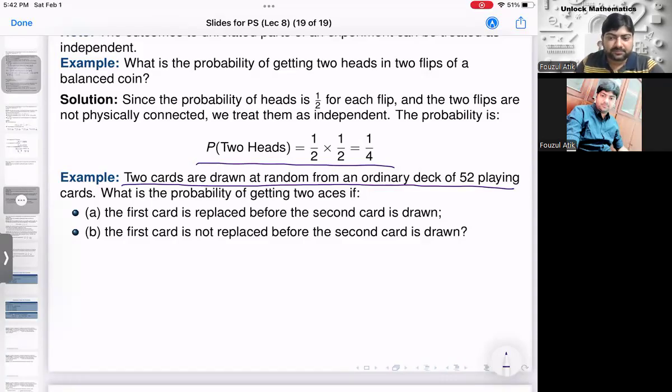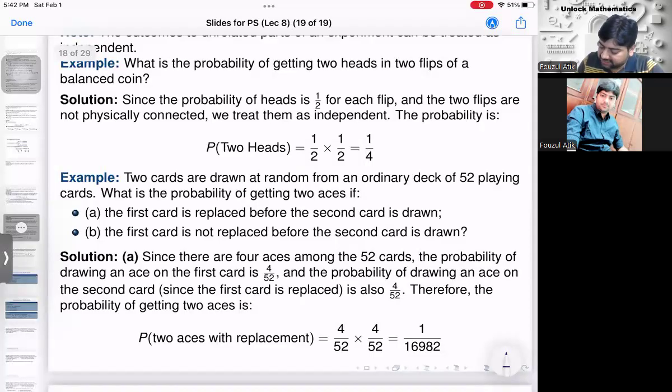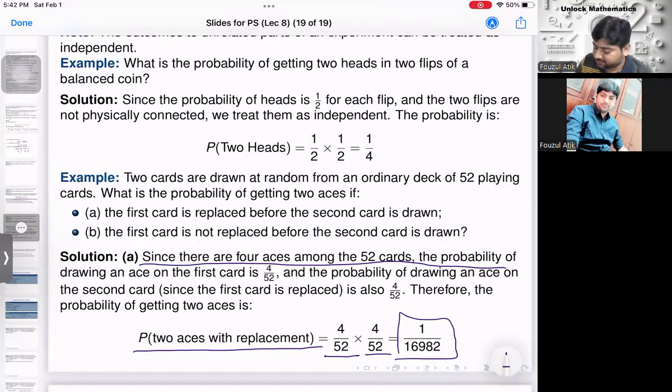So therefore, we can just solve the problem. Since there are four aces among 52 cards, the probability of two aces with replacement is 4 by 52 in the first selection. What is the probability of getting an ace out of 52 cards? It is 4 by 52 into, again, the probability of getting one ace out of 52 cards. Because you have four aces, so 4 by 52. So this should be the probability.